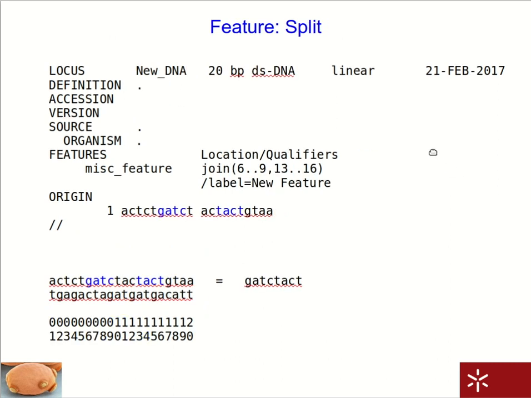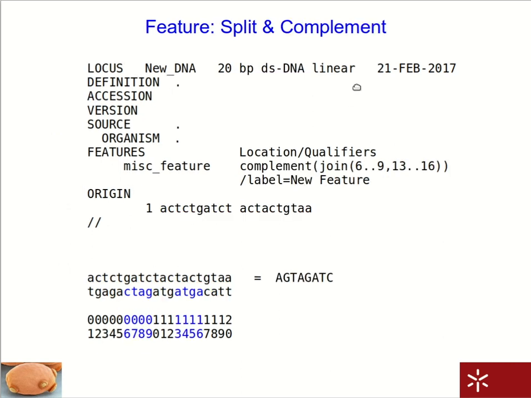Now let's look at almost the same example, but now with a split feature. We have positions or locations between 6 and 9, and 13 and 16, and these are to be joined. And we can identify the location here starting at 6. This is 1, 2, 3, 4, 5, 6, 7, 8, 9, and so on. And I've done the same kind of model here. If we are now asked to give the sequence of this feature, it is GATC, this first part, and TACT, the second part here.